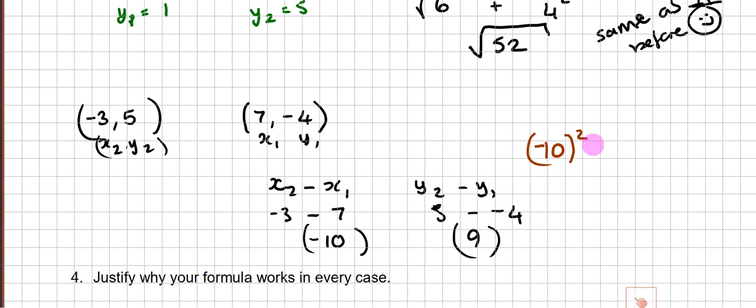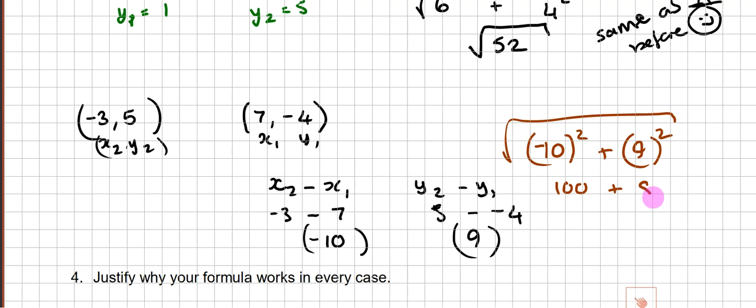Negative 10 squared plus 9 squared, square root. Negative 10 squared is positive 100, the same as positive 10 squared. Why is that? Because a negative times a negative is positive, so I don't actually need to worry about it at all. I could take the absolute value, but I don't need to worry about it because of the squaring. Justify it? Well, that's another day.